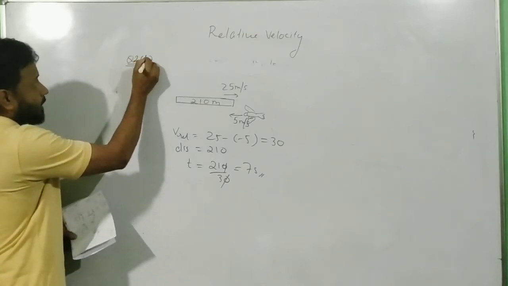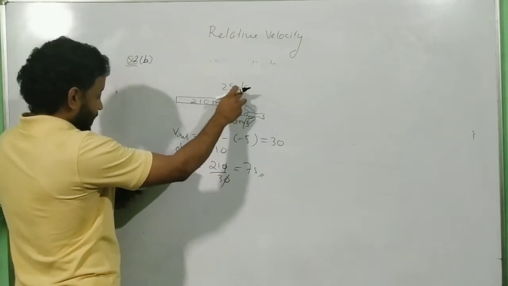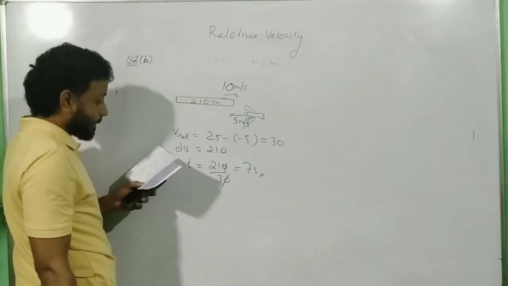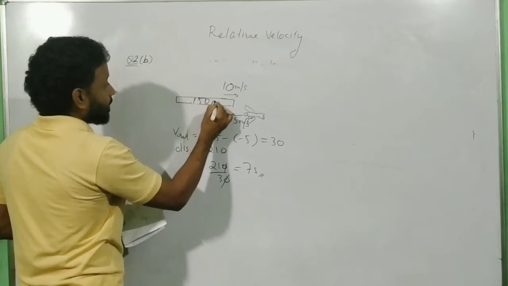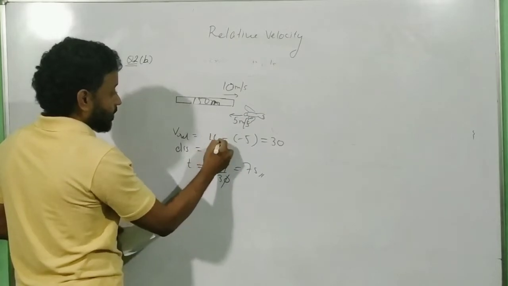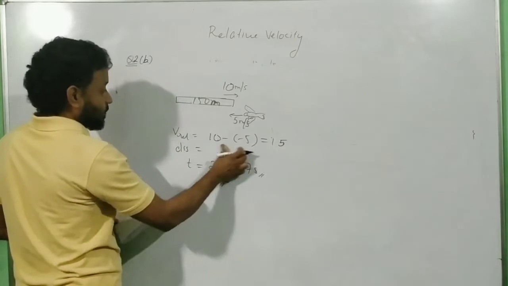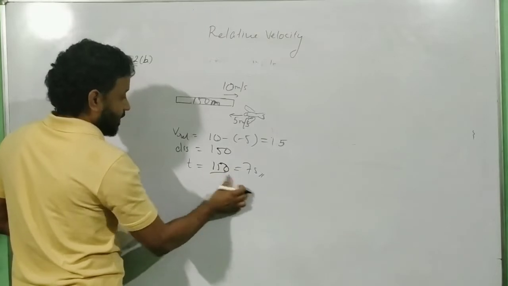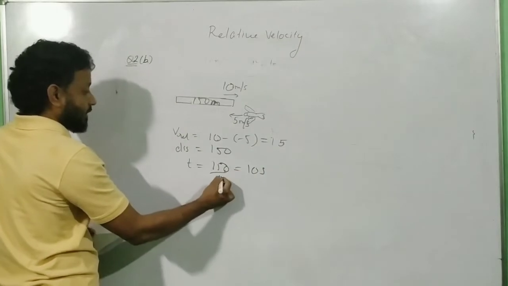Okay. Now discuss 2B. In 2B, what are the changes they have made? Bird has a name now, parrot. Okay, so this was reduced to 10 meter per second, and this distance has become 150 meter. So what are the changes over here? This has become 10 now, so this becomes 15. This becomes 150 divided by 15, and that is equal to 10 seconds. 150 by 15 is 10 seconds.